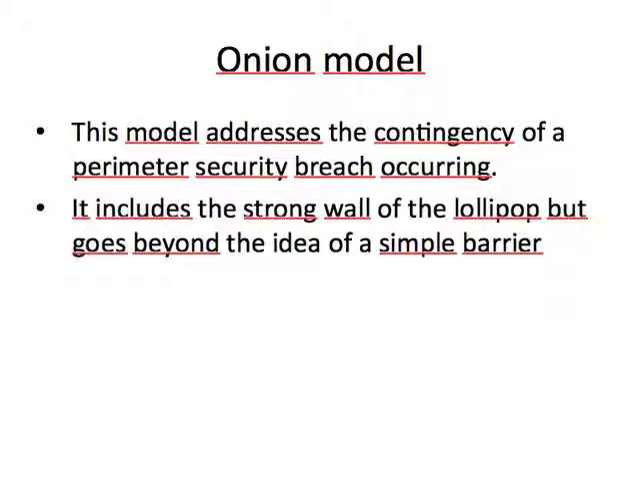So the basic principle here is that if somebody breaches the outer perimeter, we have another defense after that, and if somebody breaches that, we have another defense after that, and so on. So basically we do have the strong exterior of the lollipop, but we have also something else inside.